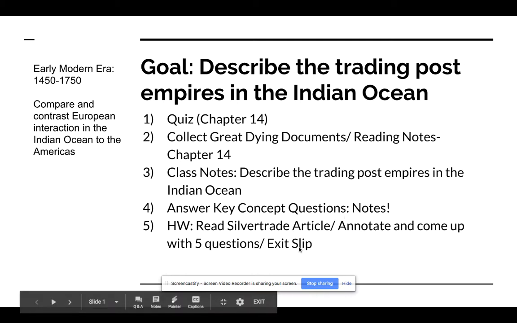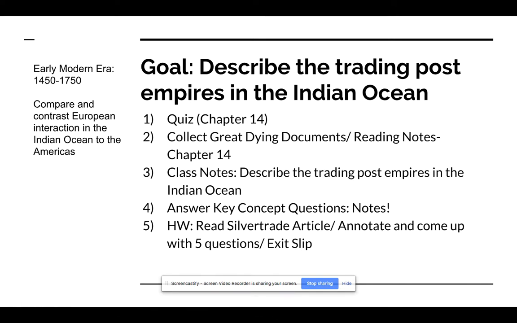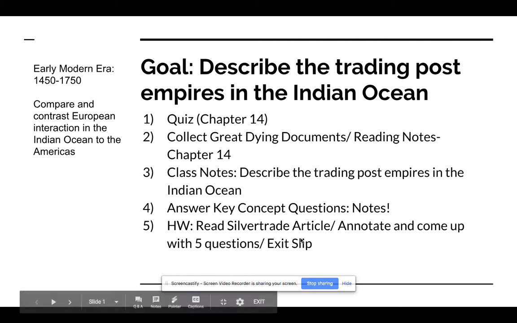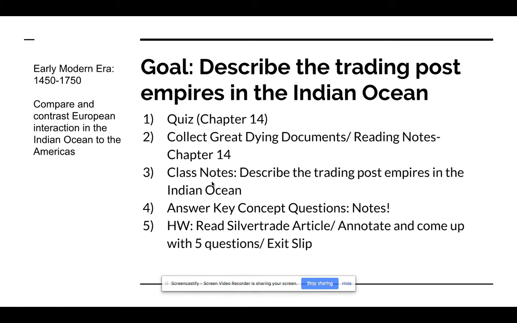Your homework for tonight is you want to make sure that you read the Silver Trade article that I emailed to you guys before the strike. What I recommend that you do is annotate it and come up with 5 open-ended questions, as we will have a Socratic seminar worth points for that on Monday when you return. There's also an exit slip where you need to write an introduction as well as a thesis to the content that we learned in today's class. Okay? But let's go ahead and get started.